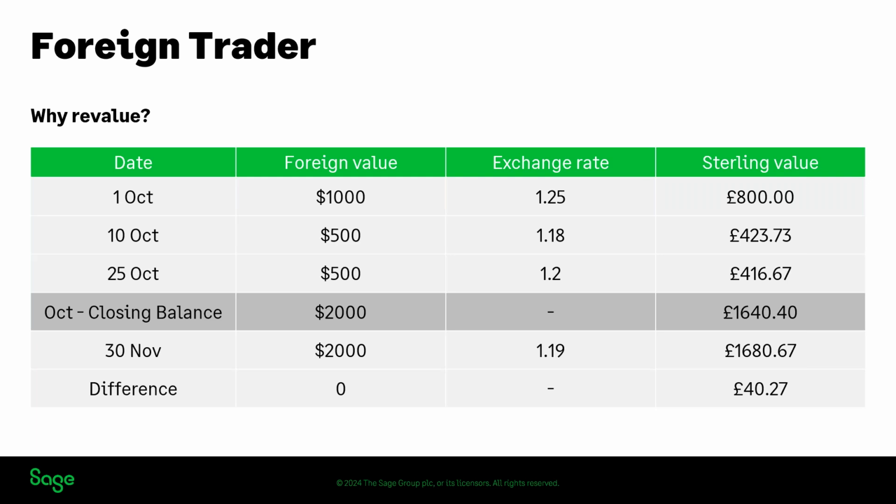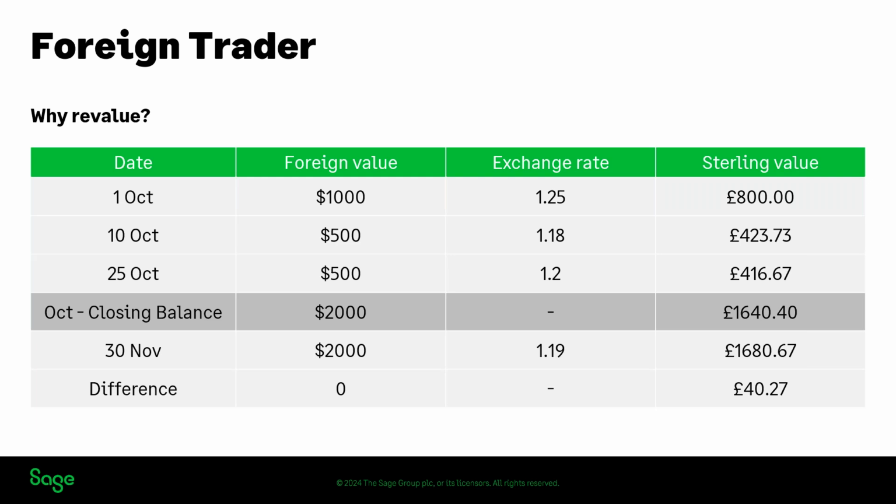So nothing changed with regard to the foreign value, but the sterling value, this is why we need to revalue it. The value of that money coming in that we've posted has actually gone up because of the exchange rates. So we've got a gain there of £40.27.